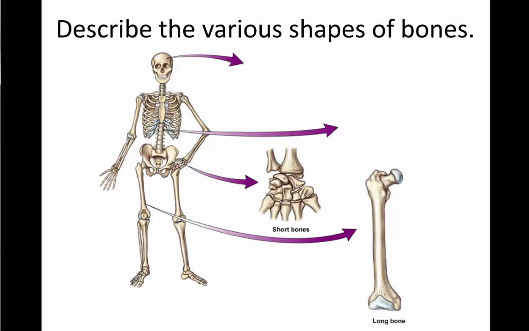Another shape of bone that we have are short bones. And so we can look at the wrist here and we can see short bones are approximately the same width as length.